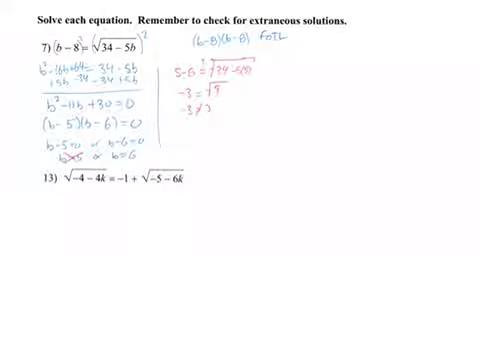Let's try the other one. Is 6 minus 8 equal to the square root of 34 minus 5 times 6? 6 minus 8 is going to be negative 2. Is that equal to 34 minus 30? So really it'd just be the square root of 4. So is negative 2 equal to 2? No, those are not equal. So that means that one's not a solution.